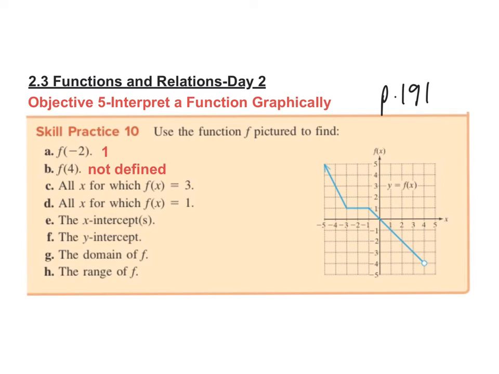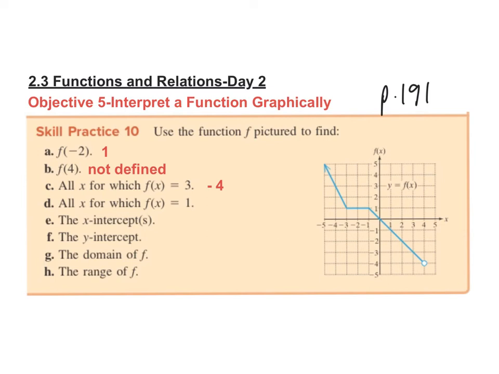All right, for C, we're looking for when f of x equals 3, which is right here. So what's the x value that corresponds with that? Negative 4. How many had that one? Good.